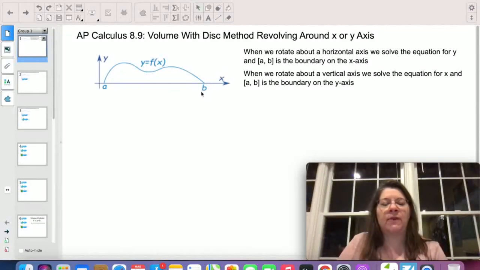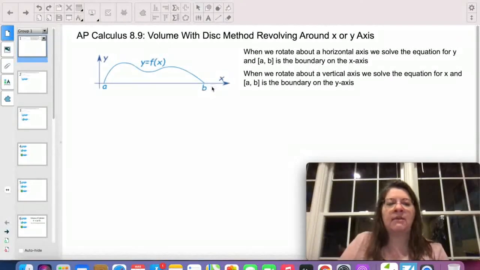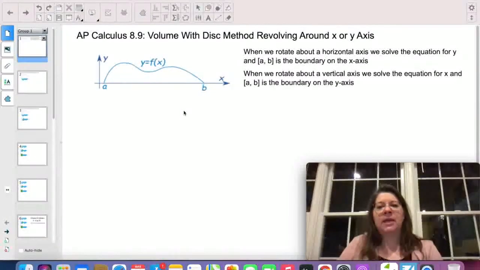And they could say that it revolves around the x-axis. They could say it revolves around the y-axis. They could say that it revolves around any vertical or horizontal line that they wish. So we're going to start out simple and move into the more difficult problems. And in this section, this is the disk method.